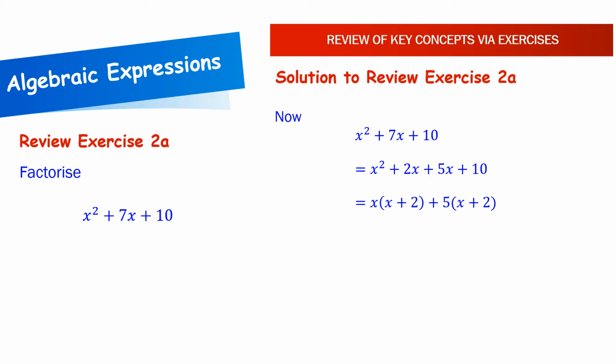This allows us to take x plus 2 out as a common factor for the first two terms and for the last two terms. So as you can see, the two lines are equal. We have x squared, 2x, 5x, and 10. And now we can take out x plus 2 as a common factor for both terms here, and x plus 5 is the other factor. So our quadratic has been factorized.